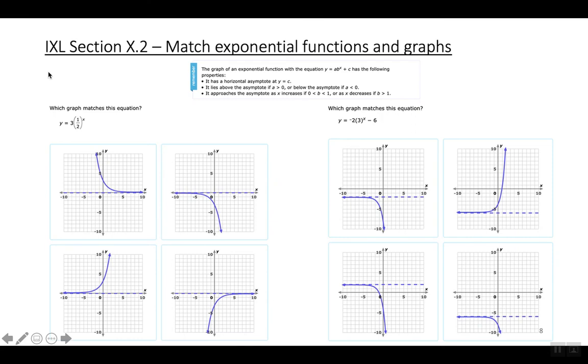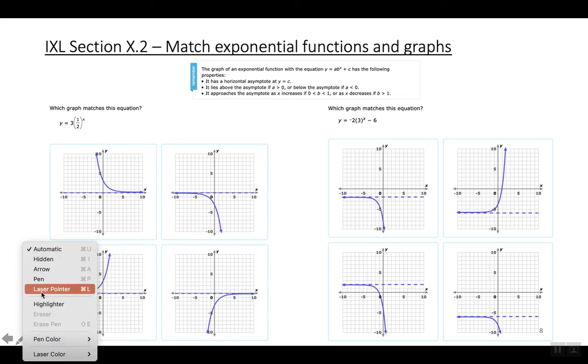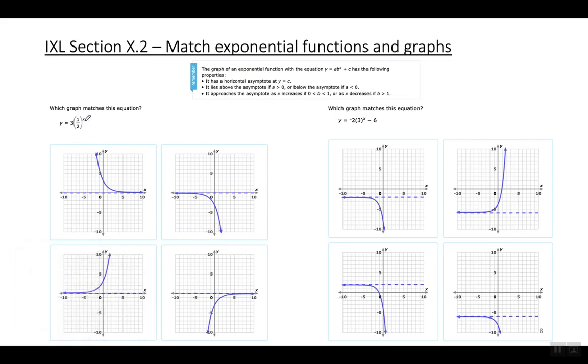Okay, a few more examples. So in this first one, it says which graph matches this equation. Notice that in this one, for C, nothing is written. If nothing is written, that means that C is 0. That's why the asymptote is at 0 for all of them. All right, so keep that in mind.